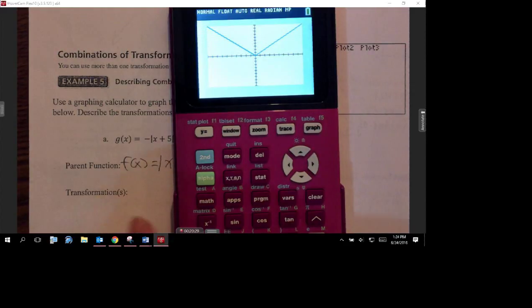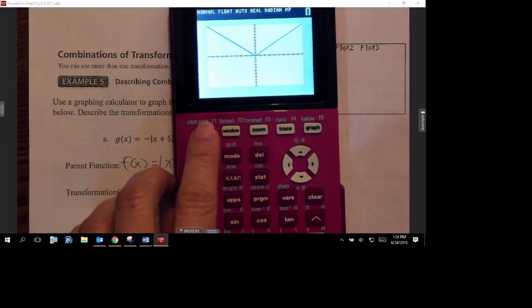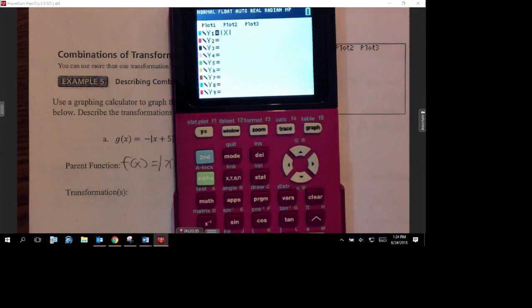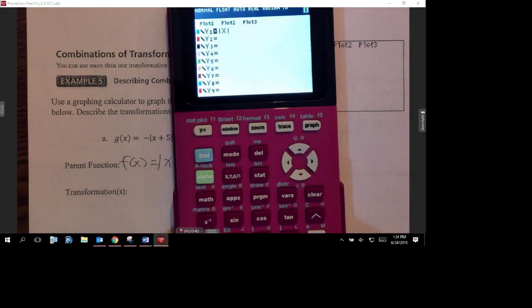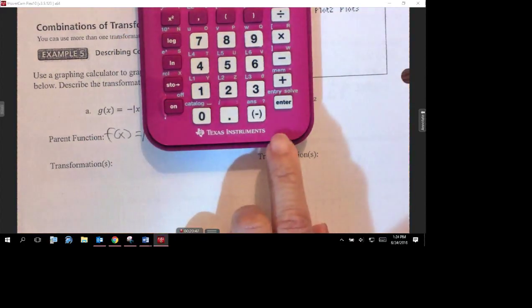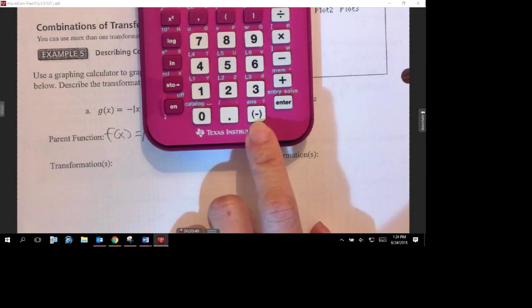Now it says we're going to graph the other function on top of it. So go back to y equals, and you're going to go to y2. So we're going to have two equations in there. To graph the negative sign, it is not a subtraction sign. If you do subtraction, it won't work. Graph the negative, it's all the way at the bottom. Negative sign.